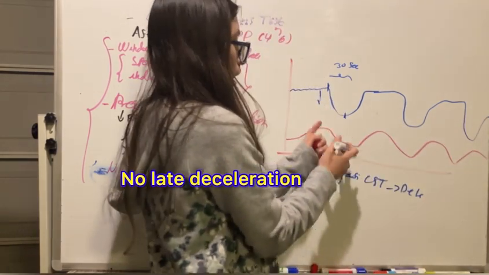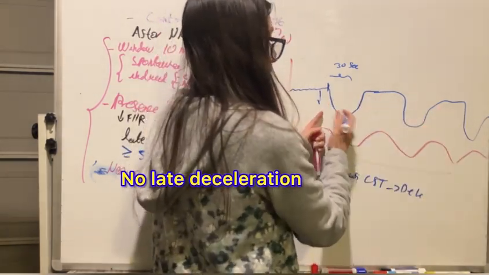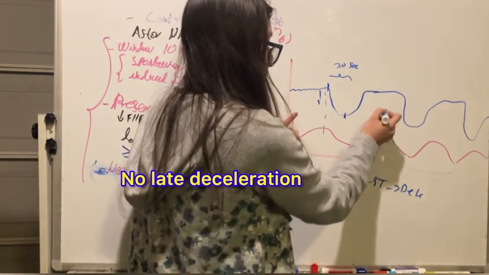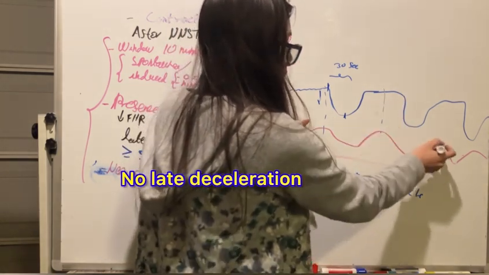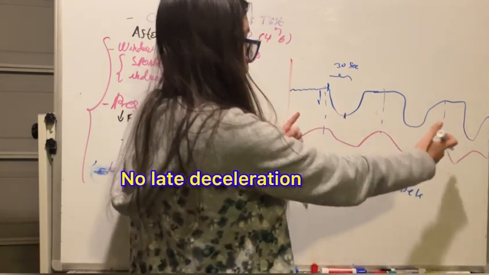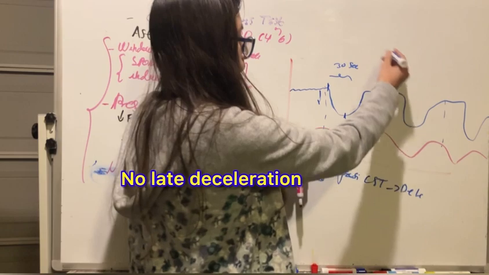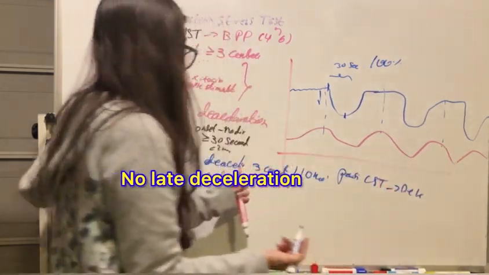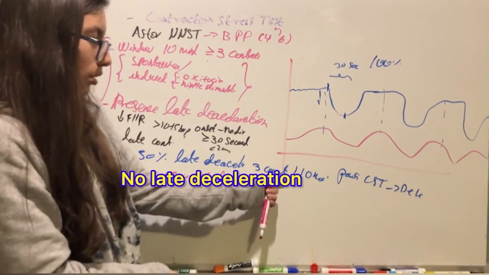Here we have 3 late decelerations. Here we can see how they are off phase of the contraction. Here we have 3 decelerations in the 3 contractions. So here we have 100% of late deceleration. This would be a positive contraction stress test.